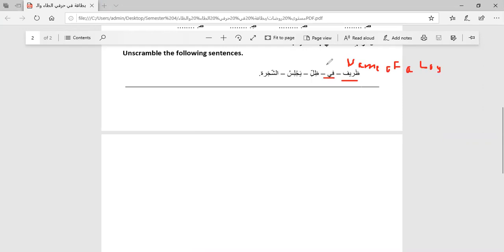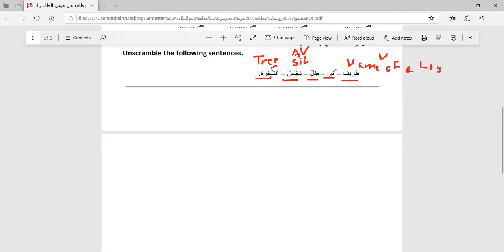Fi. Okay, this is fi. ظلي. ظلي. يجلس. يجلس is sitting. Who's sitting? This is an action verb. So now we have a noun and this is an action verb, okay? How do you read this? Shajara. What is a shajara? It's a tree. Okay?